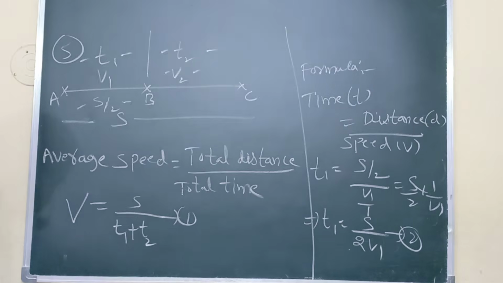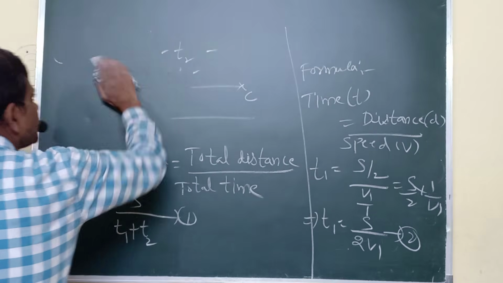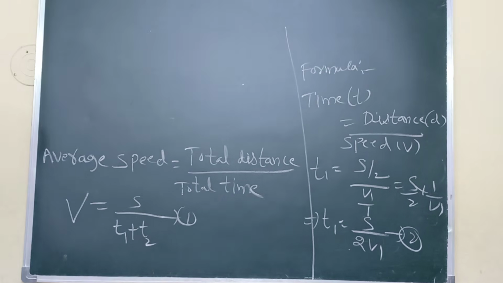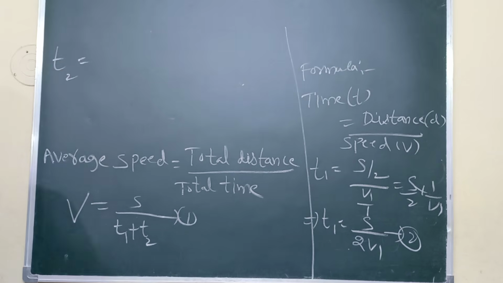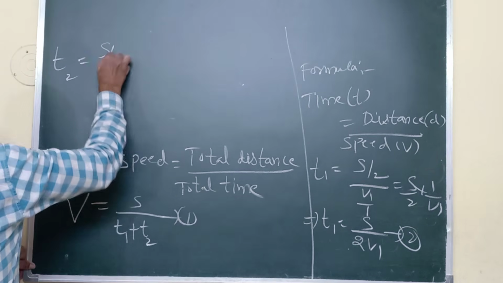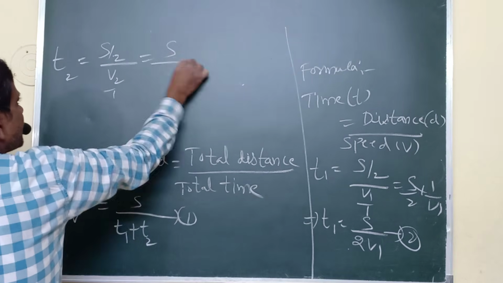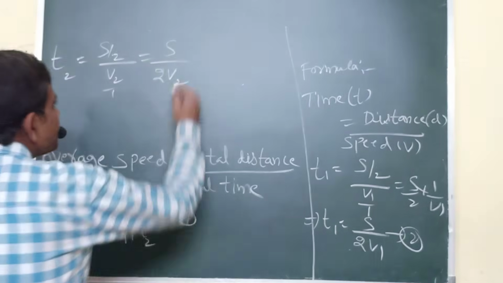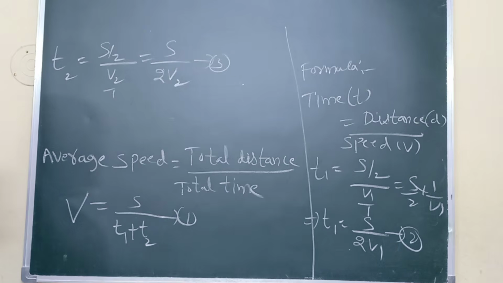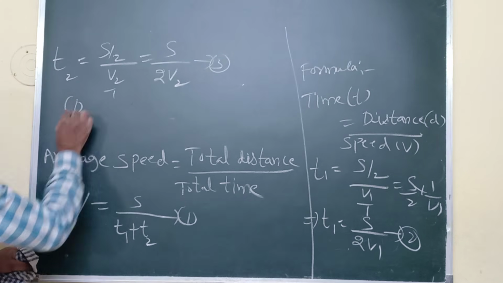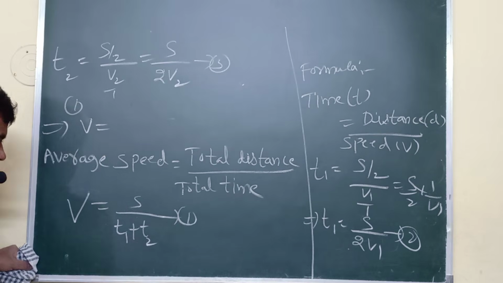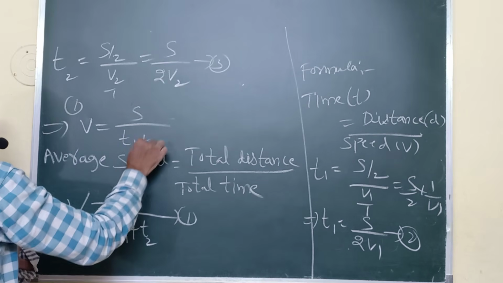Similarly, I am writing T2 directly. T2 equals, same as before, S by 2 by the second speed V2. So directly you write this as S by 2V2. This is my equation number 3. So the second and third equations' values I am substituting in the first equation. Now write, one implies average speed V equals S by T1 plus T2.